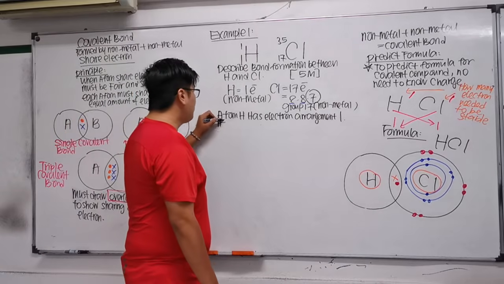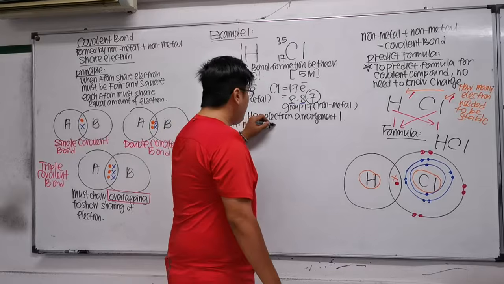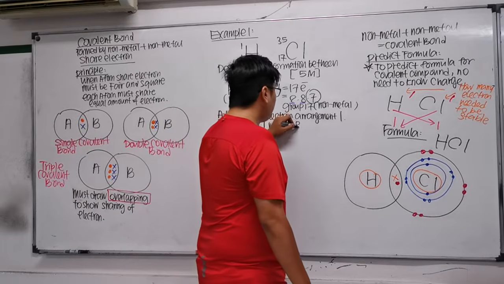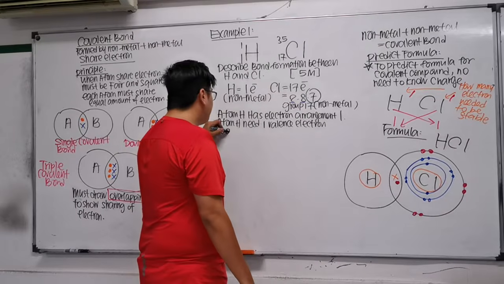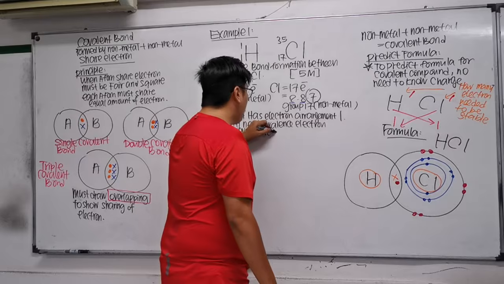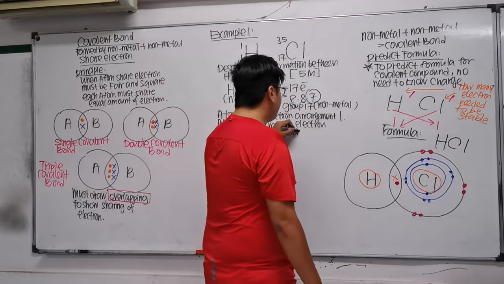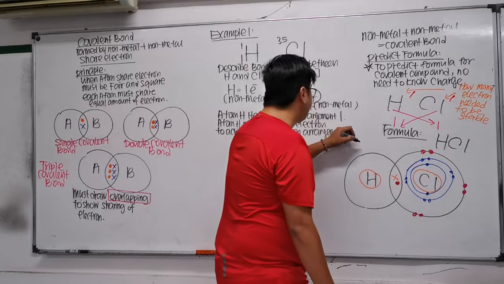So atom H will actually need 1 valence electron. My prince needs 1 valence electron for what? To achieve stable electron arrangement. My prince needs 1 more electron to achieve stable electron arrangement. That's all. Finish the prince.